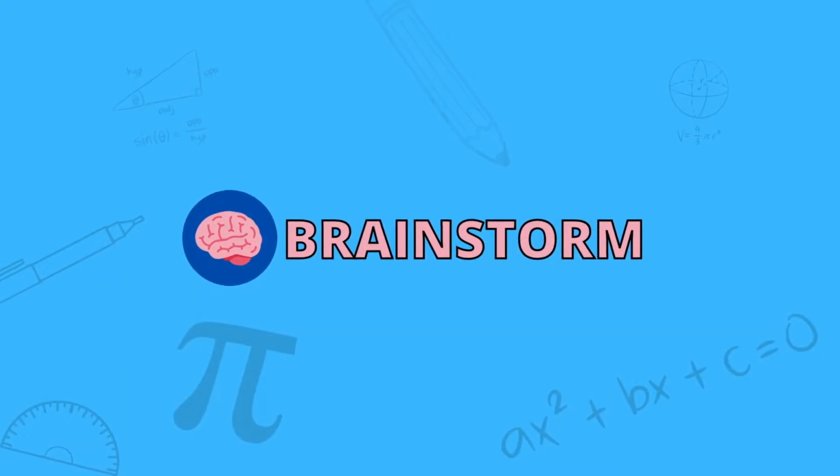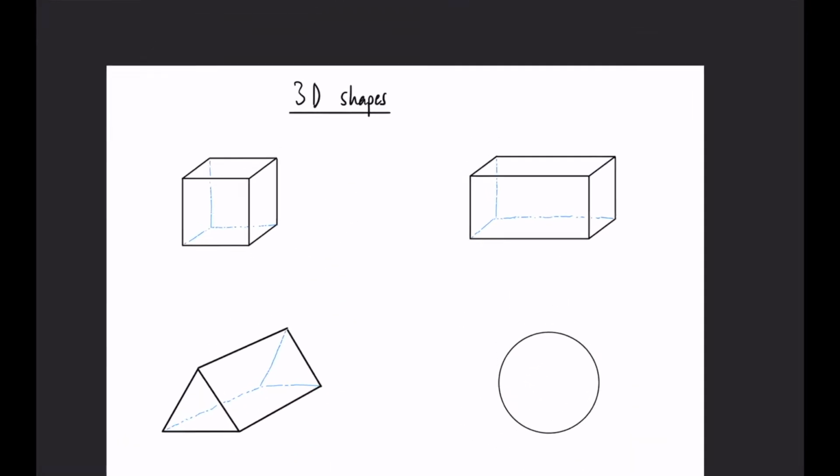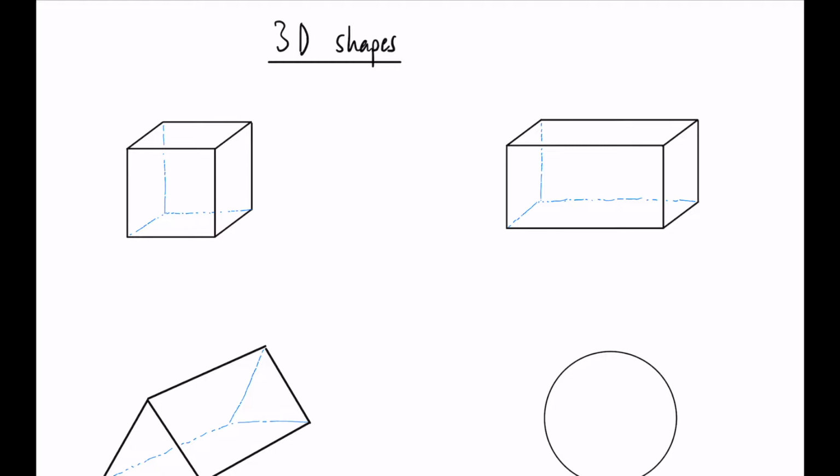In this video, we're going to be looking at the main 3D shapes that you need to be familiar with for your GCSE Maths. So this is very much just an introduction. When it comes to 3D shapes, there are two main things you're going to have to work out. So we have the surface area and also the volume.